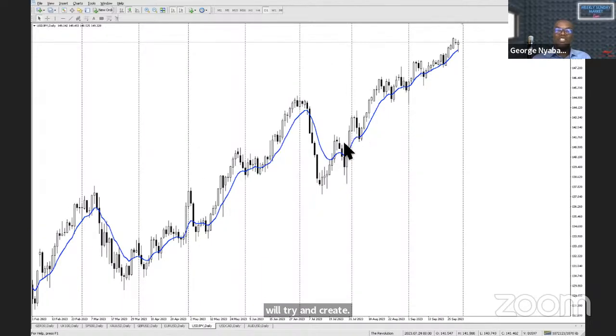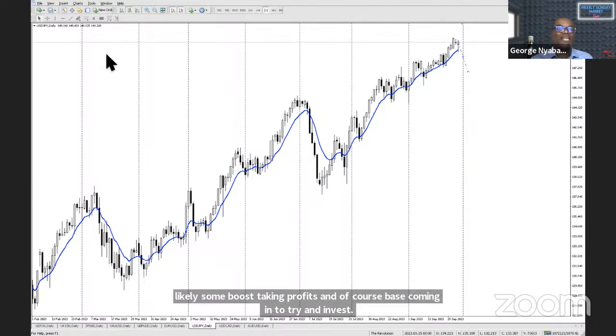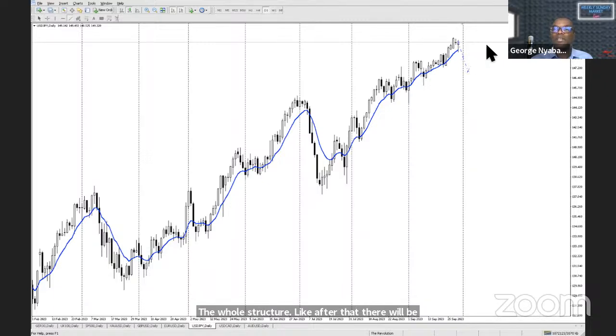So when you get such strong bullish price action, at some point, the market will fail. Now, when the market fails after such strong price action, you don't expect it just to collapse completely. The first time the market collapses, it's most likely some bulls taking profits, and of course, bears coming in to try and reverse the whole structure. But after that, there will be some resumption. Market might go straight up or it might go sideways. So any sell-off that might occur, there will be at some point, at some level, the bulls coming back because it's pretty strong at this moment.